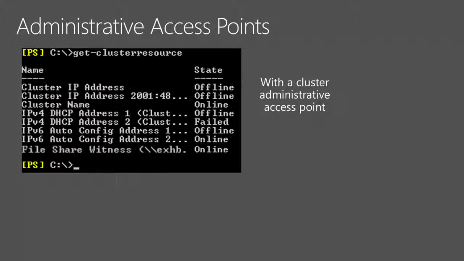Some are IPv6 because IPv6 is enabled. Some are IPv4 IP addresses. And then there's also the DAG name and the file share witness as well. Now all of those things, except for the file share witness on the bottom, are resources that Exchange doesn't use and doesn't care about.